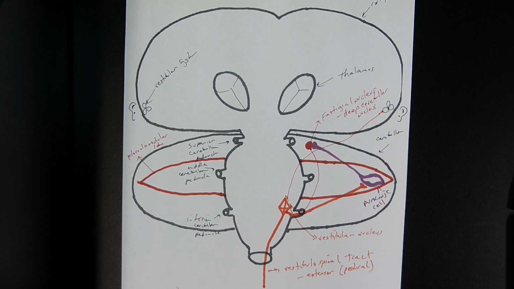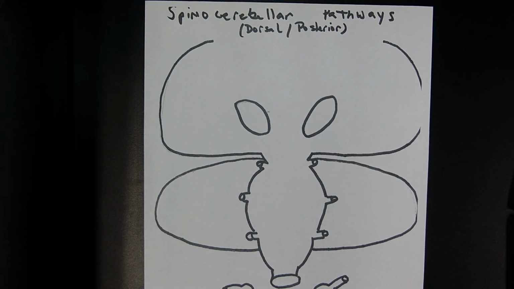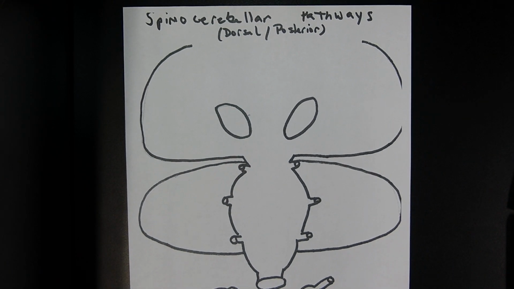Any other questions about that? Good. All right, let's move on. Let's look at the two pathways. The dorsal or posterior spinocerebellar pathway, I think, is a little bit easier than the ventral. Let's find this thing today.